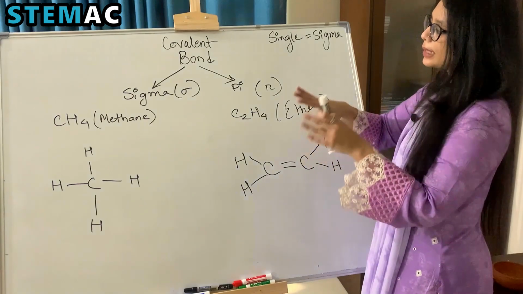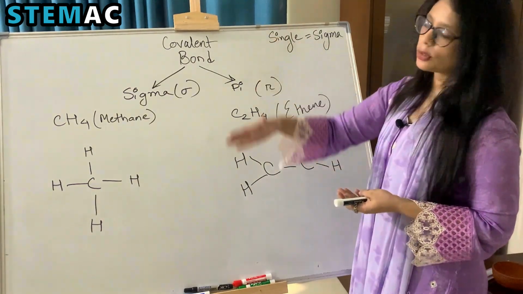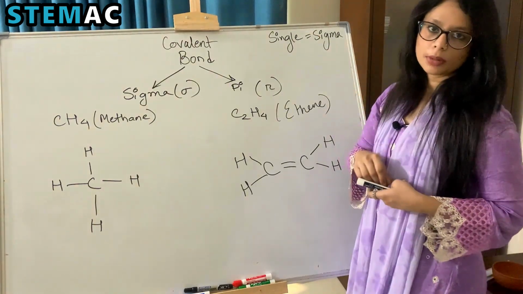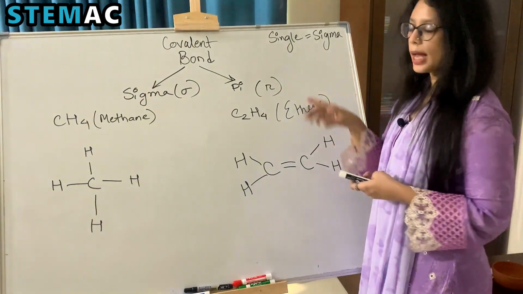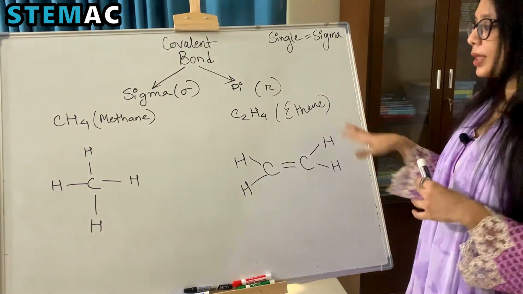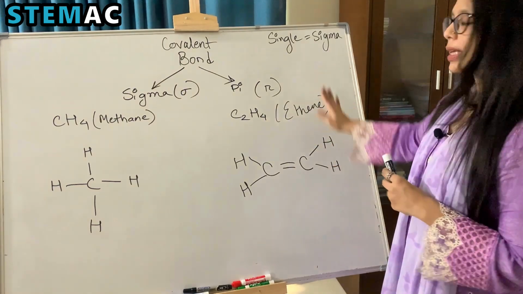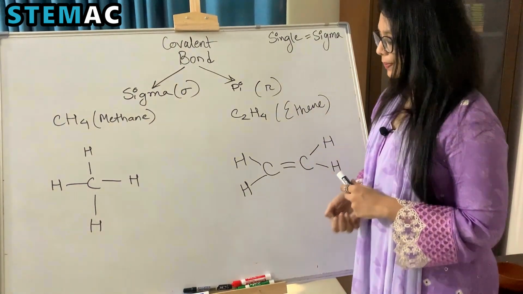S for single, S for sigma: all the single covalent bonds are sigma covalent bonds, and if there is more than one bond, then there would be one sigma and the other bonds would be pi bonds. We would now study this balloon structure of ethene to get to know more about the sigma and the pi structures.